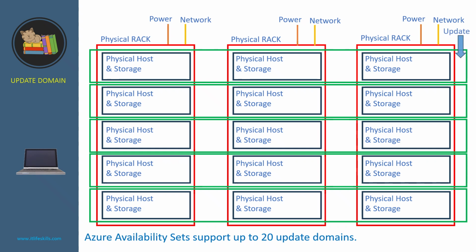Azure updates one update domain at a time, which temporarily makes physical hosts in that update domain unavailable. After completing updates on one domain, Azure waits at least 30 minutes before moving to the next. Azure Availability Sets support up to 20 update domains.